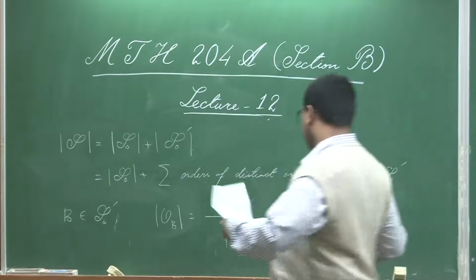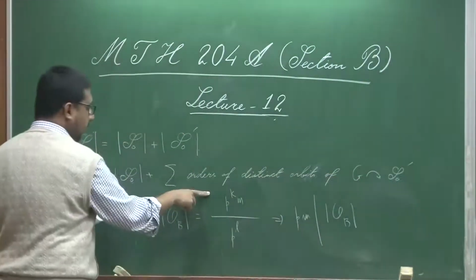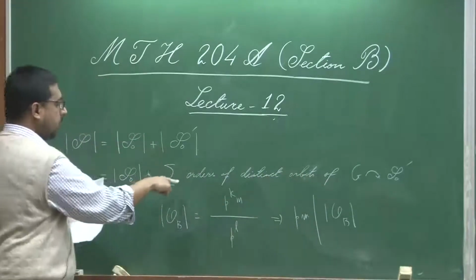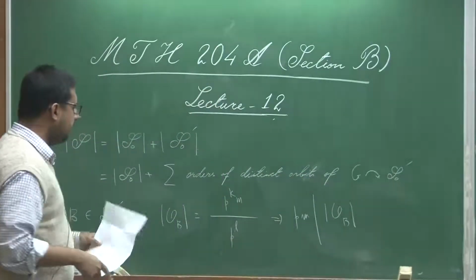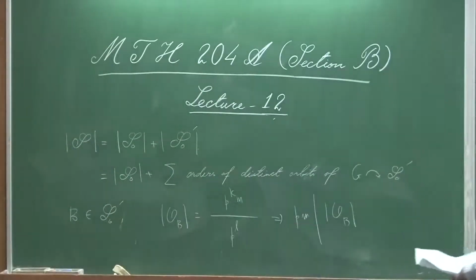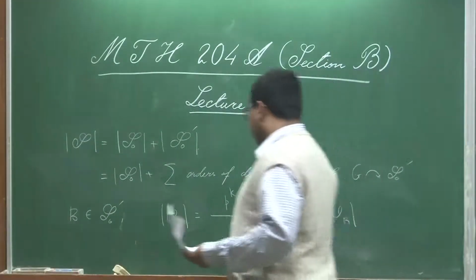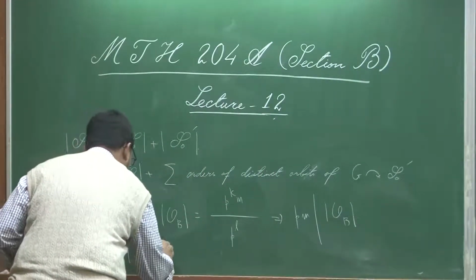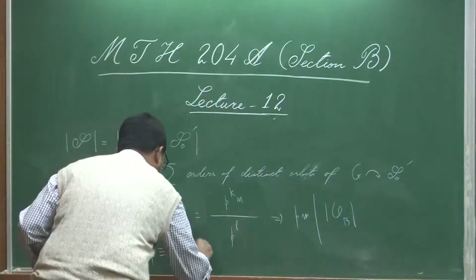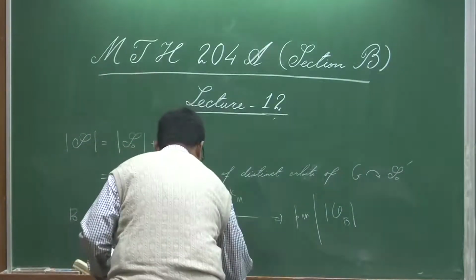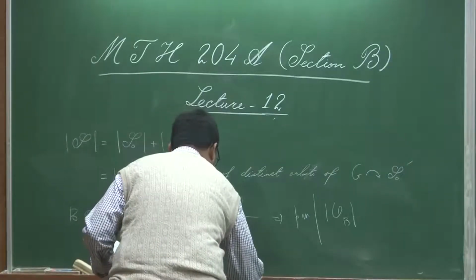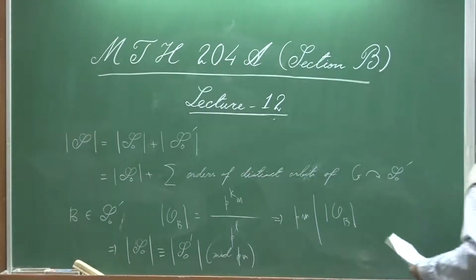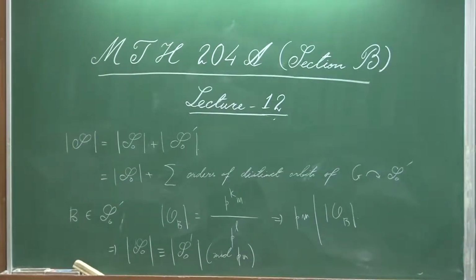So that implies that pm divides the order of the orbit of B. Therefore each of the terms here is divisible by pm, hence one obtains that modulo pm. Okay, good. Now we will go ahead one step further.